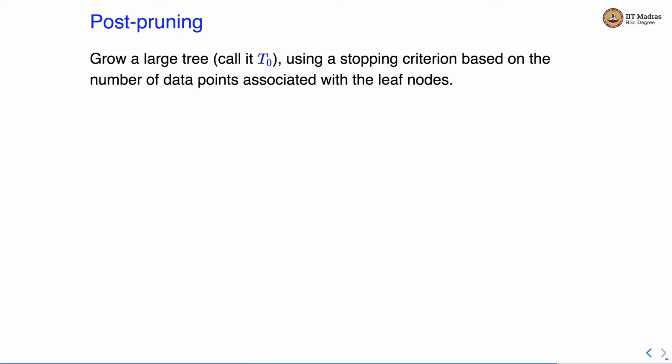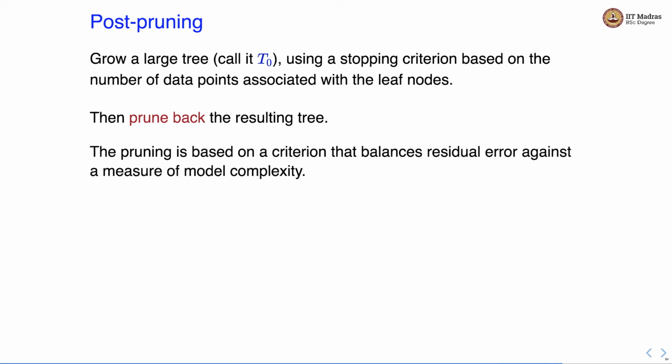So post pruning is another approach to avoid overfitting, where we first grow a large tree using a stopping criteria based on the number of data points associated with the leaf nodes. Then we prune back the resulting tree. The pruning is based on a criteria that balances residual error against a measure of model complexity.